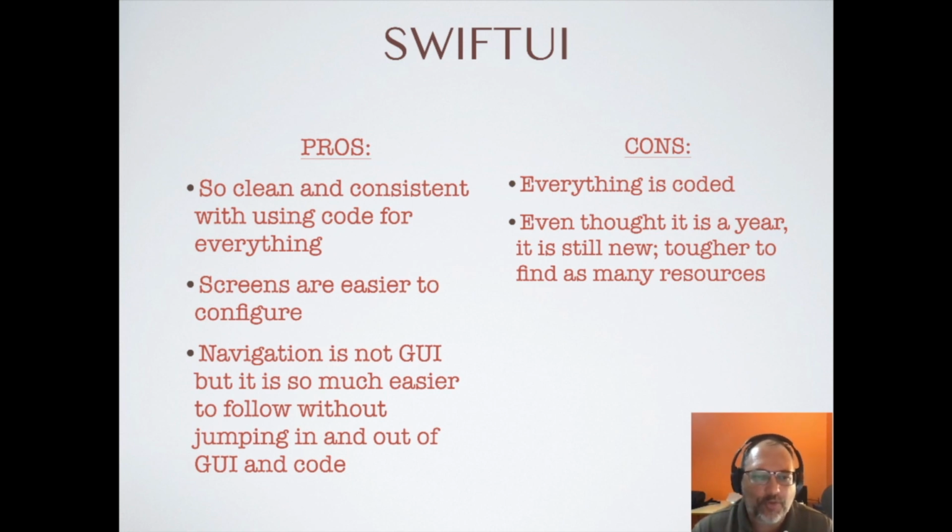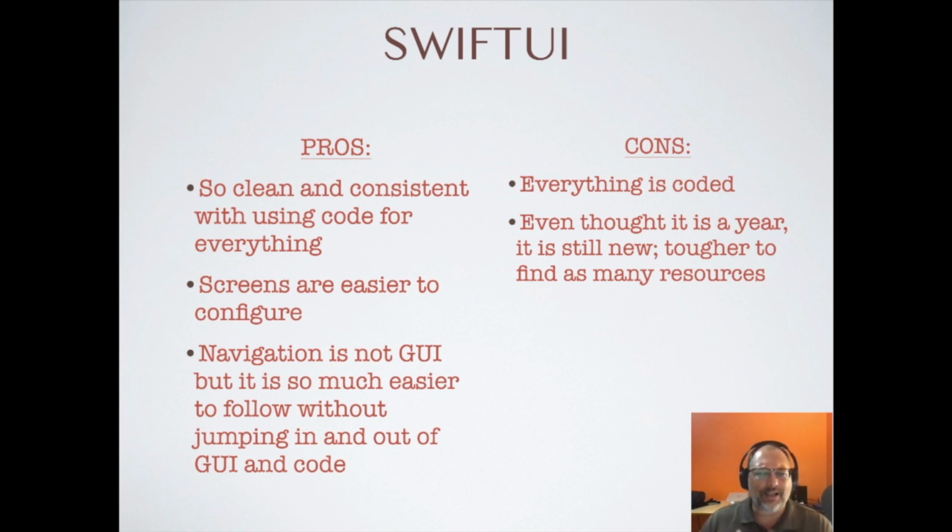So the pros: it's clean and consistent. You can use code for everything. Screens, in my opinion, are easier to configure. Navigation is not GUI, but it's much easier than jumping in and out of GUI and code. So I think there are a lot of pros of SwiftUI. Like I said, it relates a lot to maybe some React Native people coming to native. It really gives them a tool that I think they can pick up pretty well.